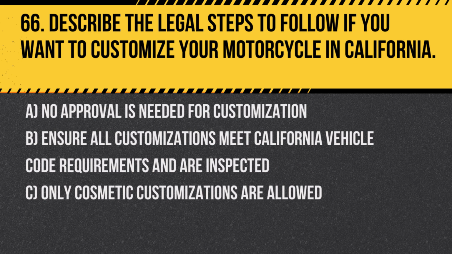Question 66. Describe the legal steps to follow if you want to customize your motorcycle in California. A. No approval is needed for customization. B. Ensure all customizations meet California Vehicle Code requirements and are inspected. C. Only cosmetic customizations are allowed. Answer: B. Ensure all customizations meet California Vehicle Code requirements and are inspected. This compliance is necessary to maintain the legality and safety of the motorcycle.